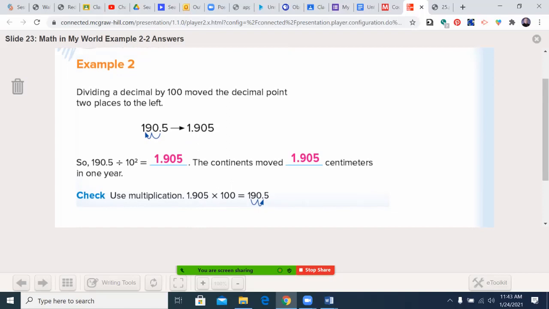Go ahead and write that in your paper. And we're going to practice a few here.